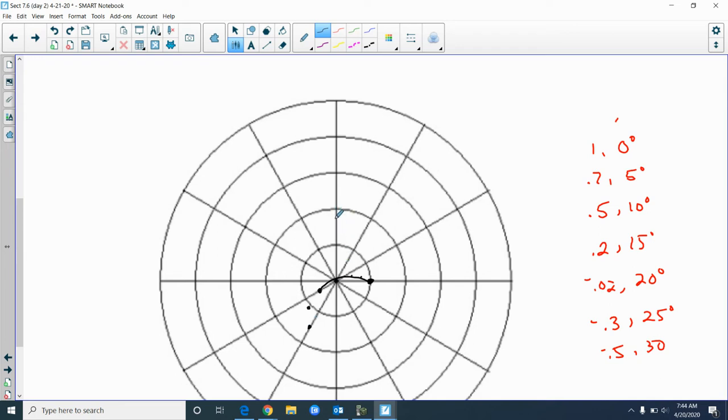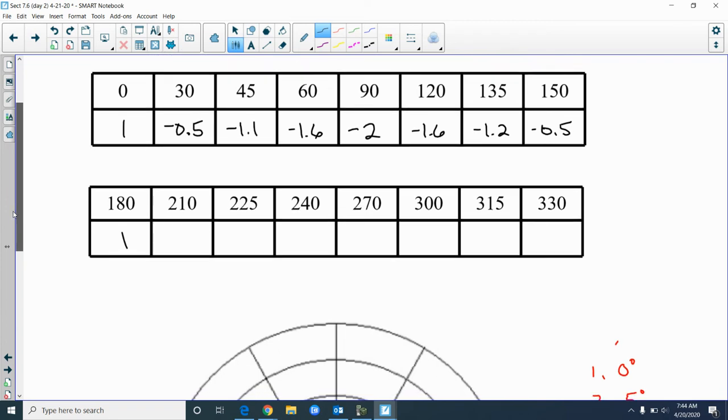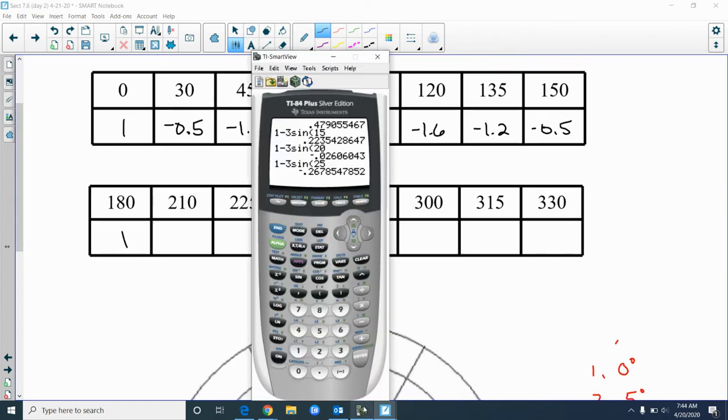At 90 degrees, which is right here, you get -2, which is going to be back here. At 120 degrees, go through there, -1.6. 135 is -1.2, so we're halfway in between, or 1.1. I hope it's 1.1. Nope, I got 1.2. Is that the same? Did I screw something up?